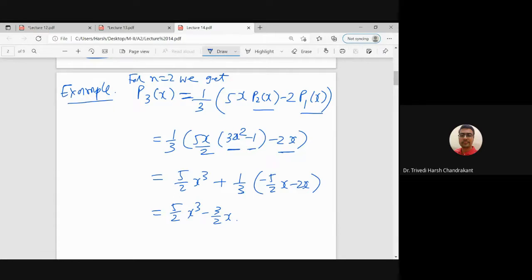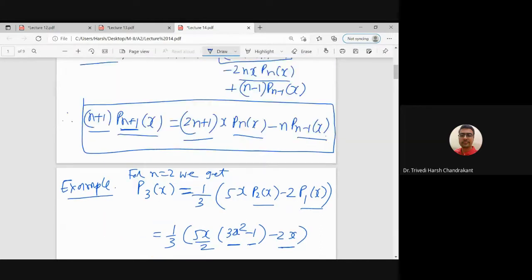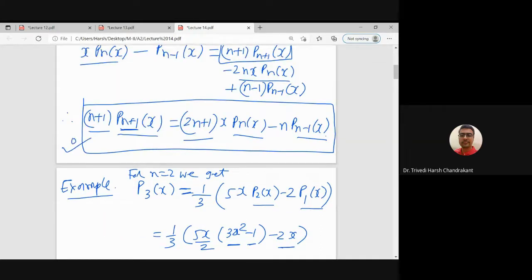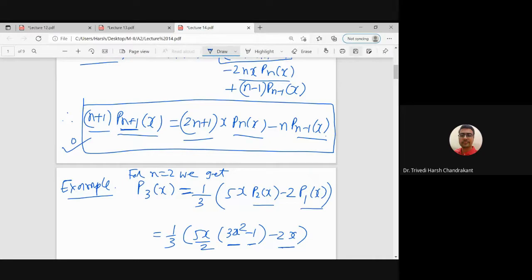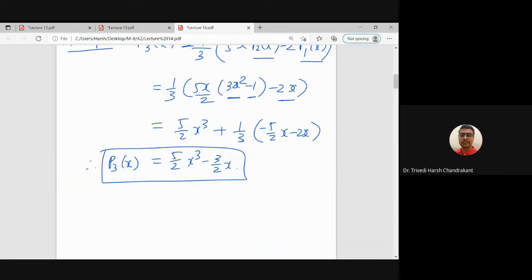So we found the third Legendre polynomial using this recursion formula, right? This recursion formula uses two previous terms to get the next term, and you can also verify this using the Rodrigues formula. By substituting n equals 3 in the Rodrigues formula, you will get the same function.